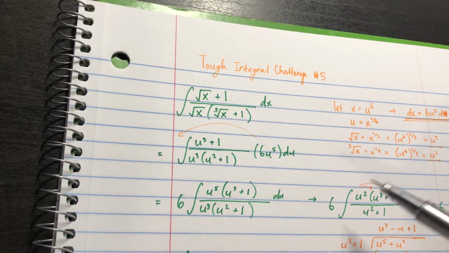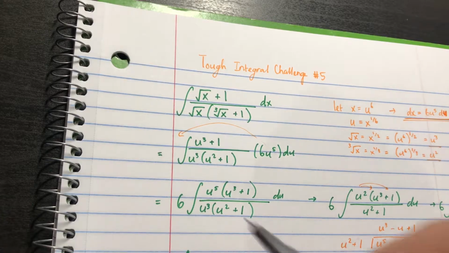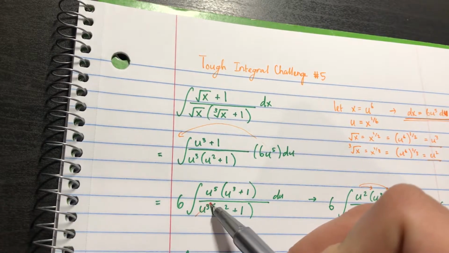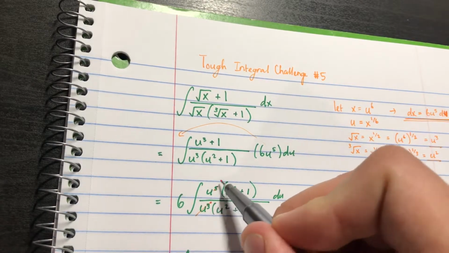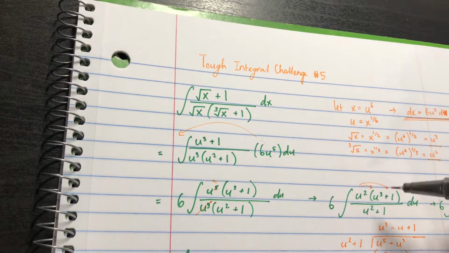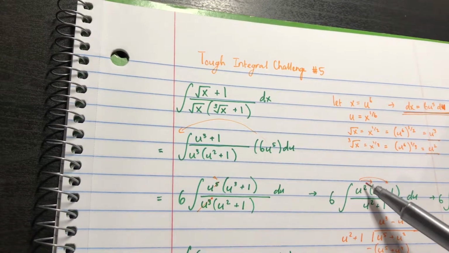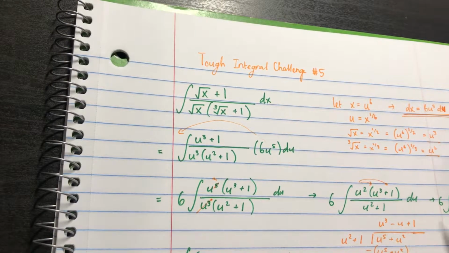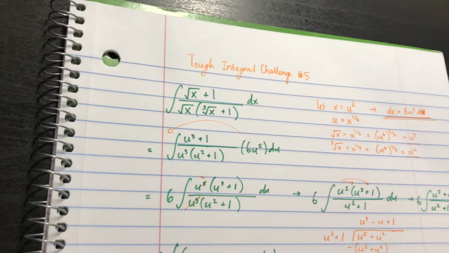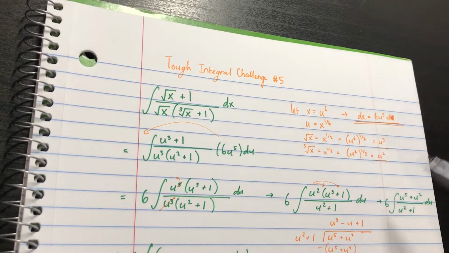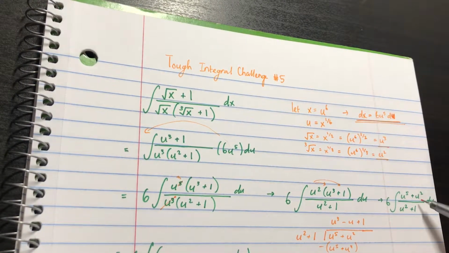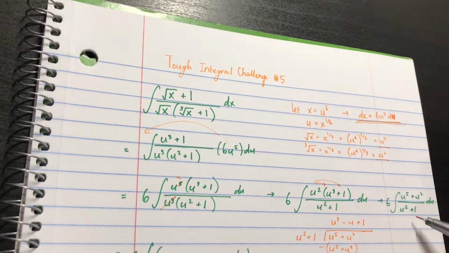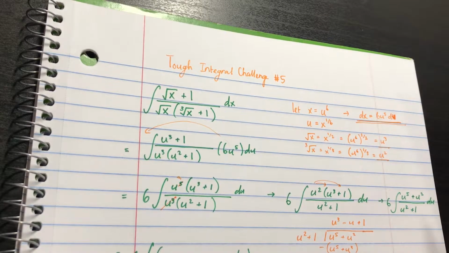Next, we're going to simplify this. We're going to get rid of this u to the 3rd power, and this reduces to u to the 2nd power, u squared. We're then going to distribute that u squared into the numerator. What we're left with is 6 times the integral of u to the 5th power plus u squared all over u squared plus 1 du.